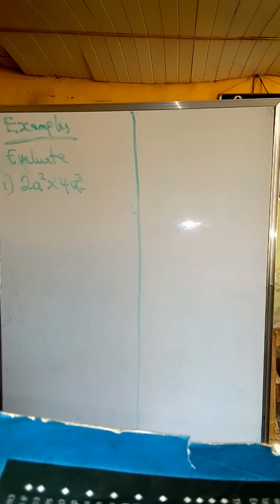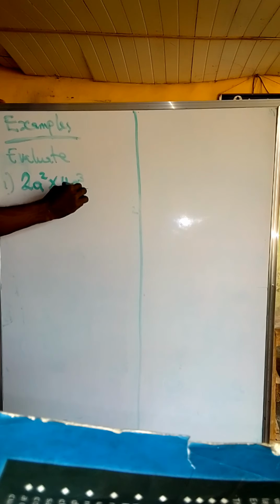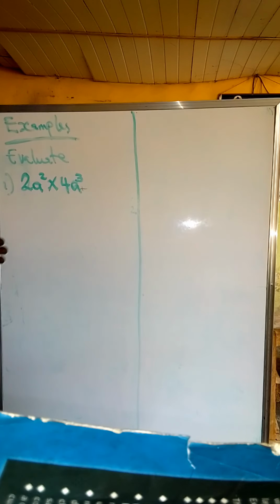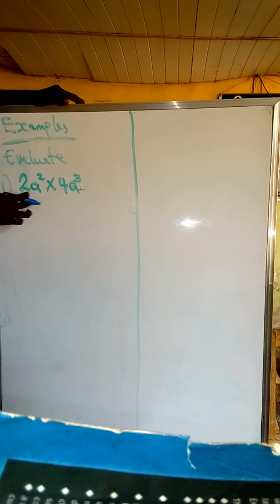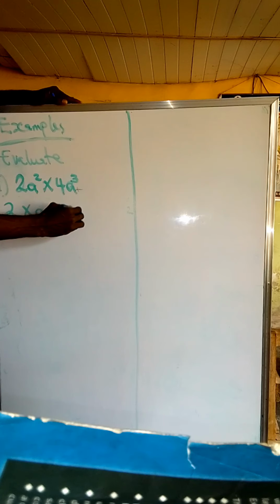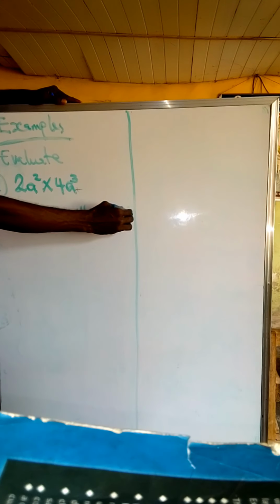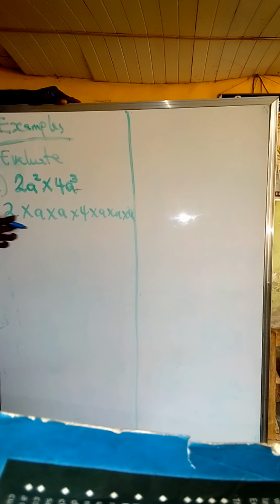Let's look at this example. We have 2a raised to the power 2 multiplied by 4a raised to the power 3. Now 2a raised to the power 2 means 2 multiplied by a multiplied by a again, then 4 multiplied by another a.